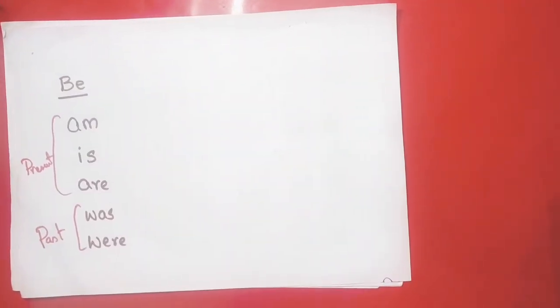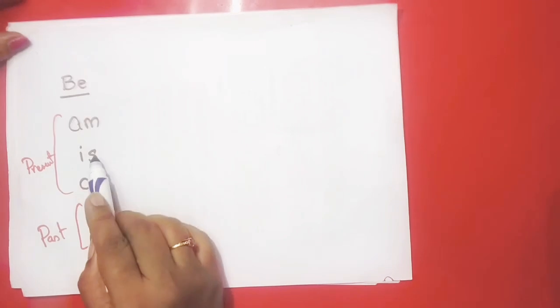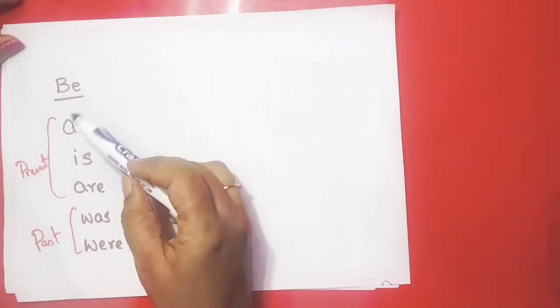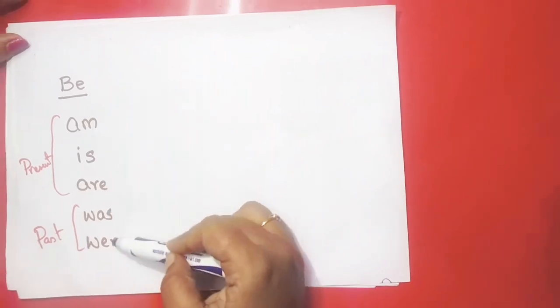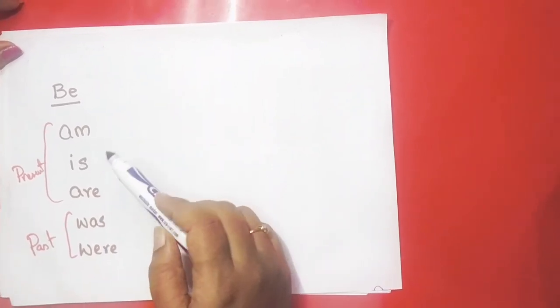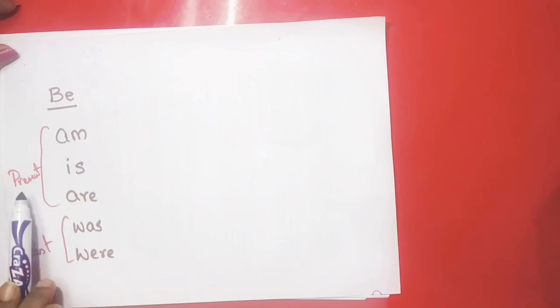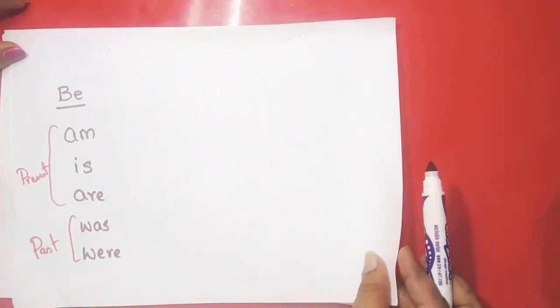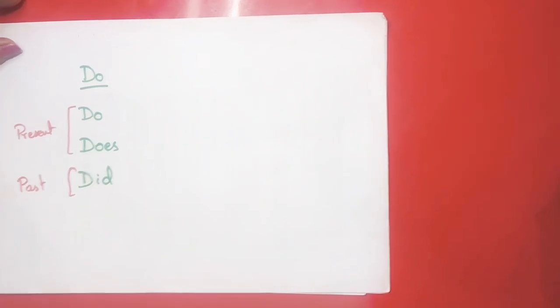Be forms. What are be forms? Am, is, are, was and were are be forms. Okay? I repeat. Am, is, are, was and were are be forms. In this, am, is, are is in present tense, was and were is in past tense. Right?